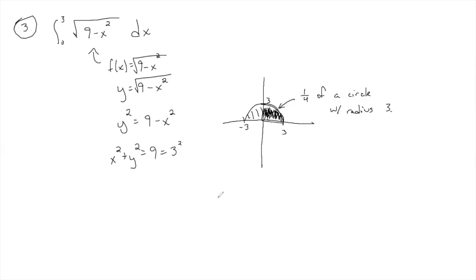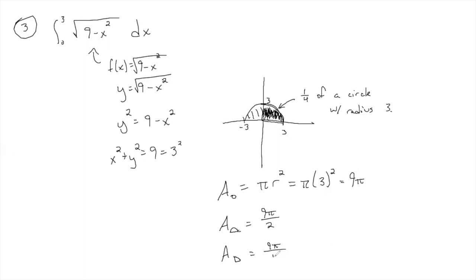Okay, so what's the area of a circle with radius 3? I get pi r squared in general. Area of a circle with radius 3 is pi 3 squared, so 9 pi. How about the area of, if I just had half a circle, it would just be 9 pi over 2, because I would just take the area of the whole thing and divide it by 2, or area of the thing I'm looking for, quarter of a circle, is going to be 9 pi over 4, right?